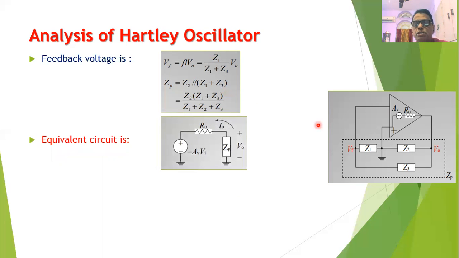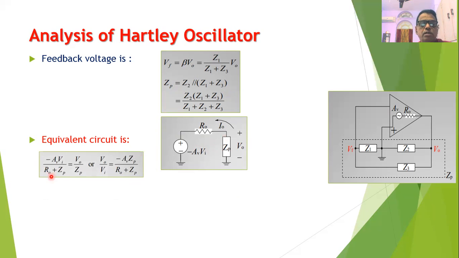Now we can redraw this equivalent circuit, and here we have considered only a voltage source minus AV into VI with output resistance RO, and this is the feedback circuit which is represented by the impedance Zp, and the output voltage is VO, which is across Zp, and suppose the output current is IO. Now we can write this current IO as minus AV into VI divided by RO plus Zp, which is equal to VO divided by Zp, and therefore the same equation can be rearranged as VO divided by VI equal to minus AV into Zp divided by RO plus Zp.